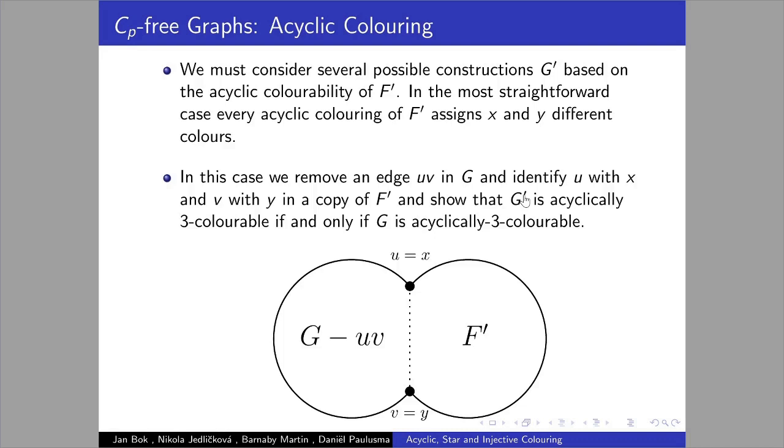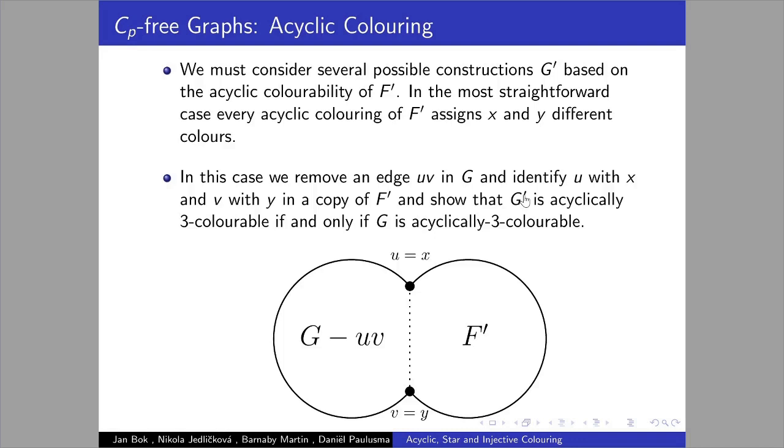And how do we do this? Well, we have several possibilities based on the properties of F dash, but the most straightforward one is the case where every acyclic colouring of F dash gives the vertices x and y, so the vertices of the last edge removed, different colours. And in this case, what we do is we take an edge uv in our graph G, and we identify u with x and v with y in a copy of F dash to get our new graph G dash. And we show that G dash is acyclically 3 colourable if and only if G is.